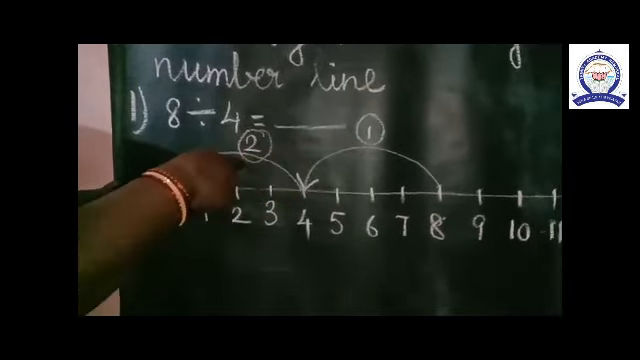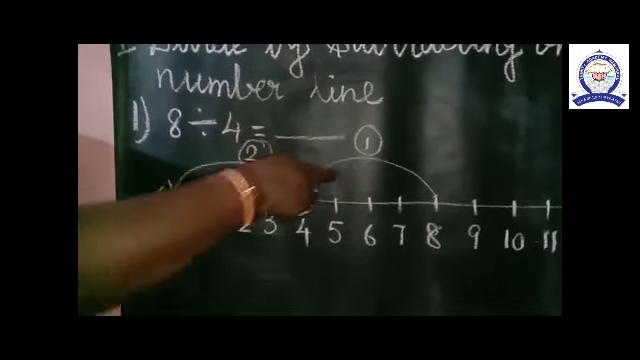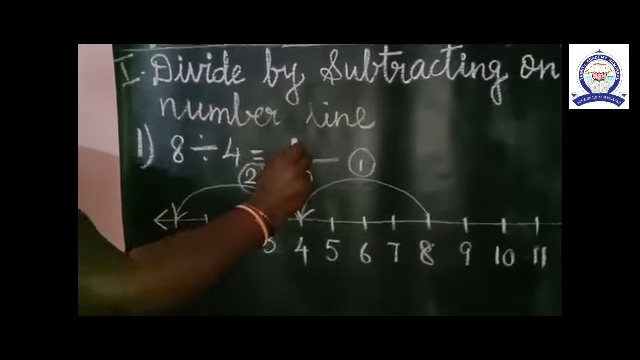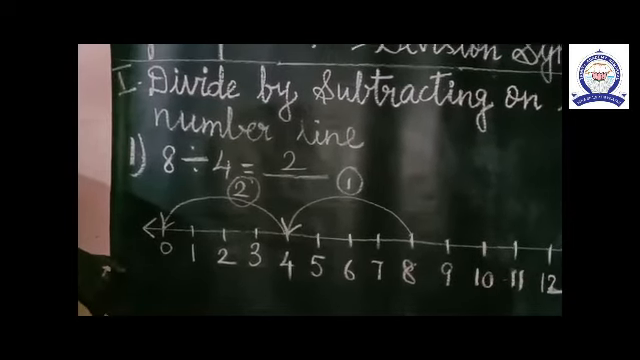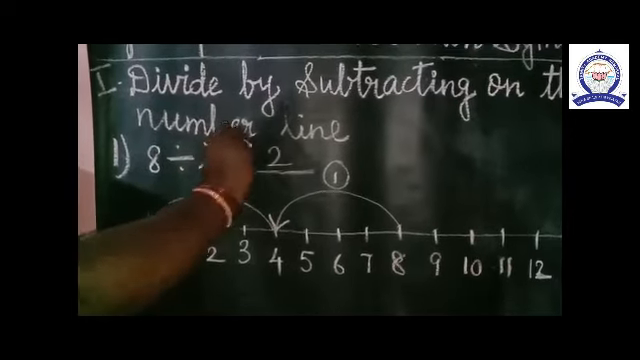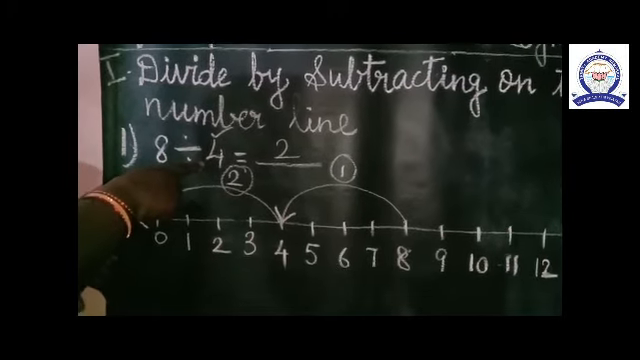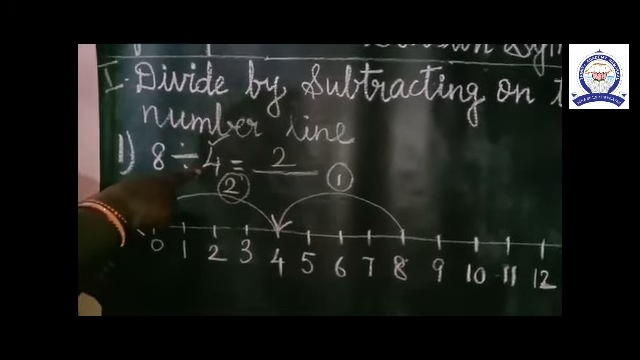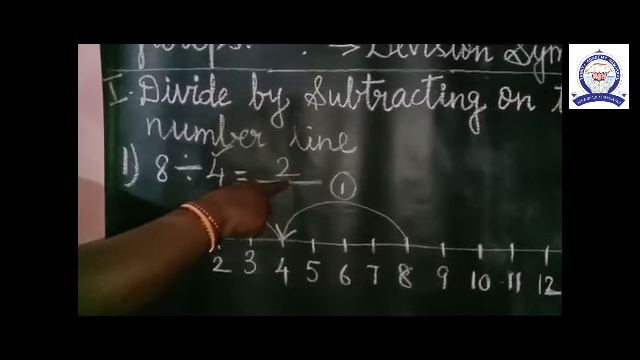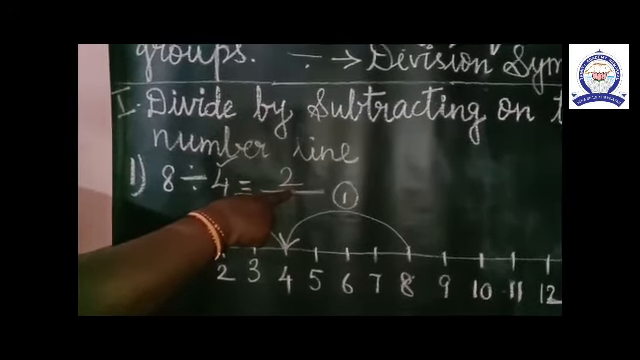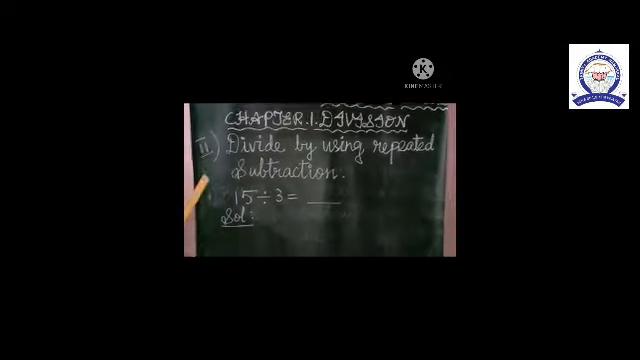How many times do you jump here? Yes, 2 times. So we get the answer 2. Another method is you say the 4 table. 4 1s are 4. 4 2s are 8. So you write 2. We get the answer 2. Is it clear, children? See the next sum.